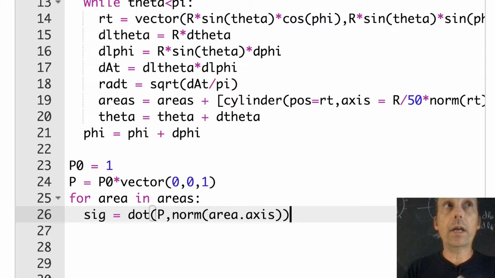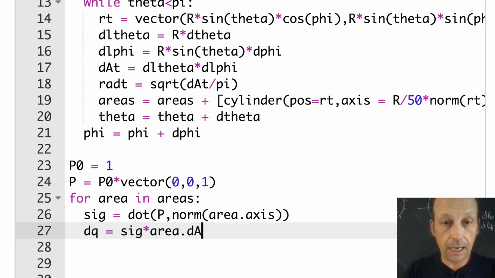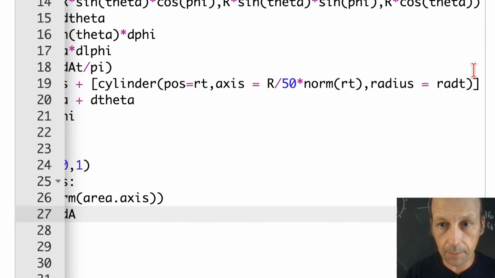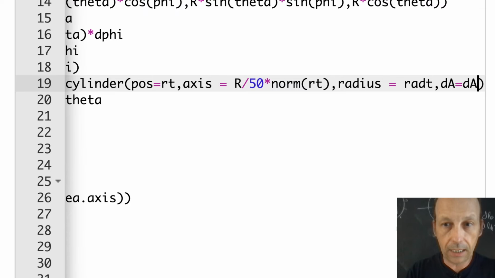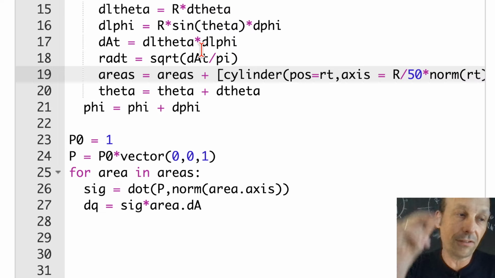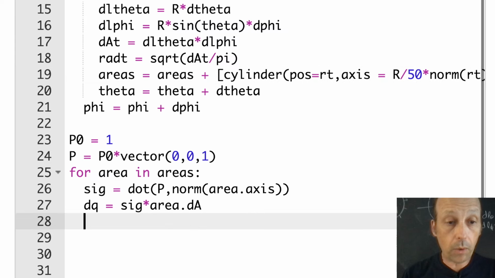Okay, now I want to calculate the charge for each thing. All those circles have different areas, right? And so I could just use the charge density, but let's just calculate the charge on each one. So the charge on each one, I'll call it dq, is going to be sig times area dot dA. Did I put dA in my areas? I did not, but I'm going to put that right over here. So I'm going to put dA equals dAt. Right, so I calculated that area, so it's a property associated with that little circle, so that's kind of cool.